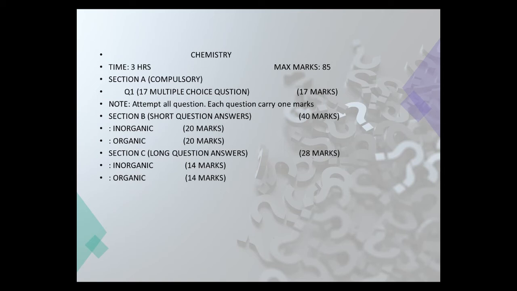Section C consists of the long question answers and it is of 28 marks. A total of 4 questions would be given, out of which you have to attempt 2. And just like section B, it is also divided into subsections of the organic and the inorganic chemistry. Since you are attempting one question from each section, you would be attempting 2 questions as a whole, each comprising 14 marks.